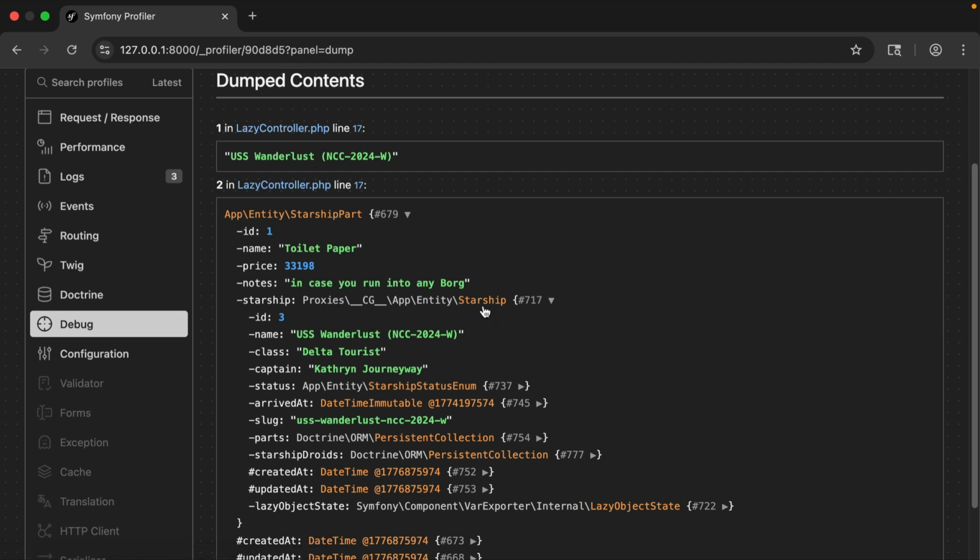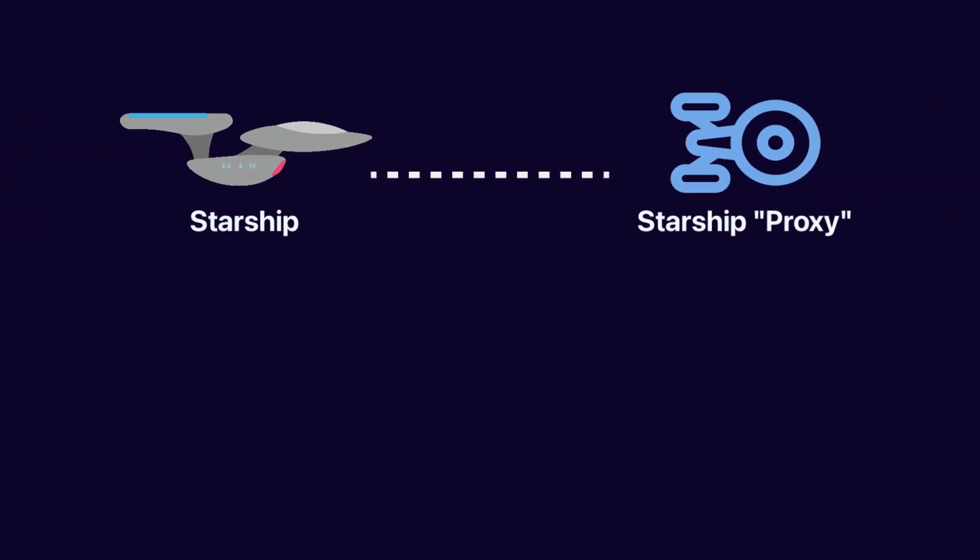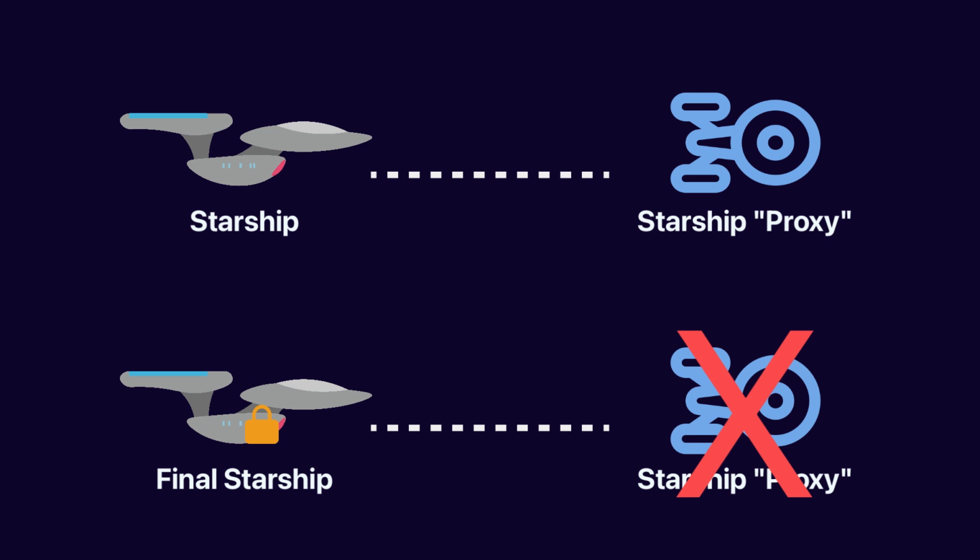So this CG proxy thing is a real class Doctrine generates on the fly. It contains all the logic to fetch the data when needed. The key is it extends the real Starship entity. That's how it can be used as a stand-in for the starship until the actual data is needed. That's also why entities cannot be final. They need to be extendable by these proxy classes. As you might imagine, the logic to do all this is pretty complex and difficult to maintain.